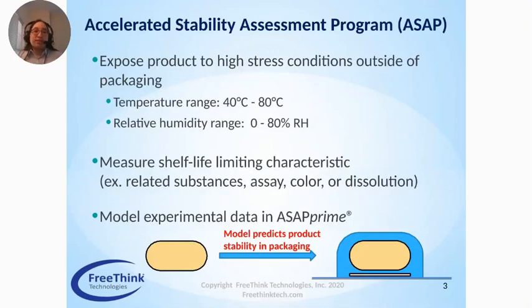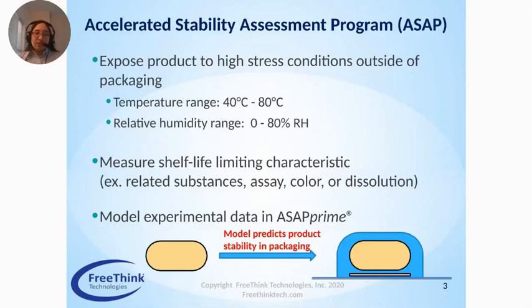So the first question is, what is ASAP? ASAP is a method of predicting long-term stability in a much shorter time frame. The way we go about this is, first, the API or drug product is exposed to high stress conditions outside of packaging, so under open conditions. Because the goal is to finish the study quickly, we go to a higher temperature range, usually 40 to 80 or 90 degrees Celsius. And the relative humidity range spans the entire range from about 0 to 80% RH. By going up to these high temperatures, we can stress the tablets and see degradation in a much shorter time frame. Usually about 3 to 4 weeks of stress is what we use.